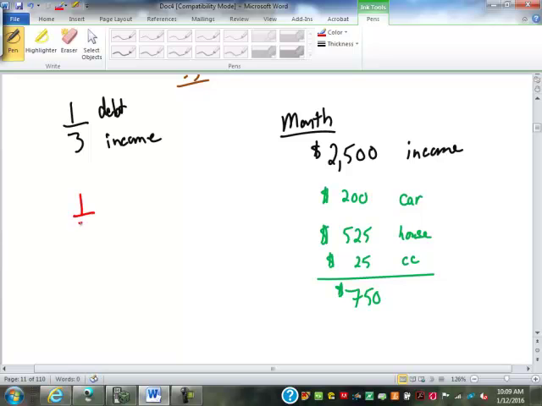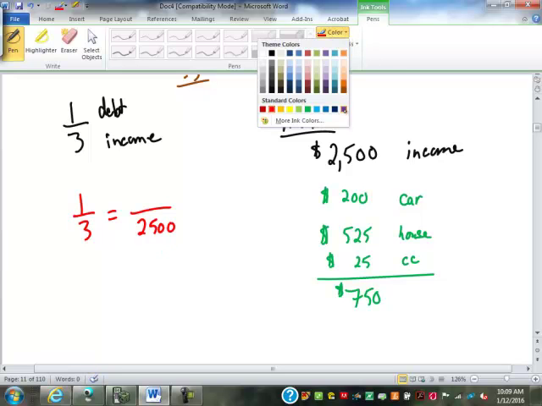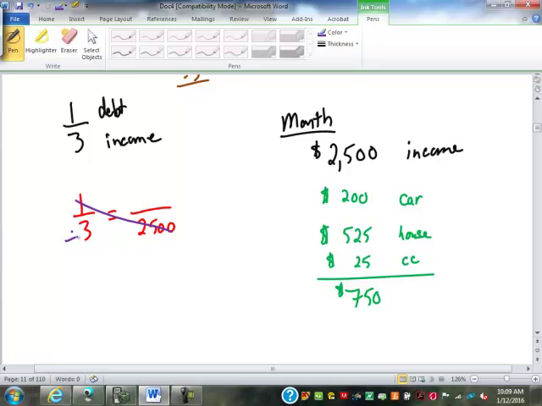So a 1 to 3 debt to income ratio. Let's plug in our $2,500 for income. If we cross multiply and divide there, what do we get? That is $833 pretty much, right? So what that is saying is, with a $2,500 a month income, we are allowed up to $833 worth of debt payments. So you can see $200 car, $525 house, $25 on credit cards, that's $750.